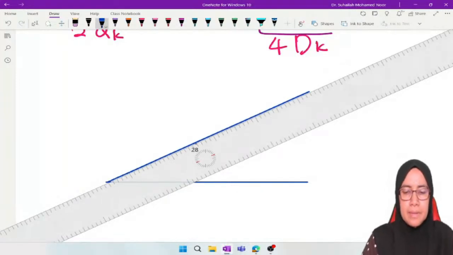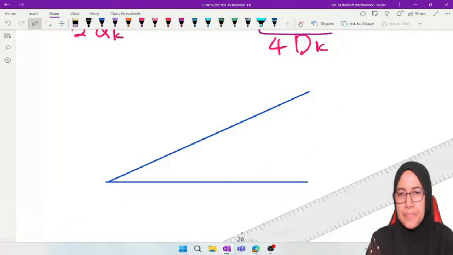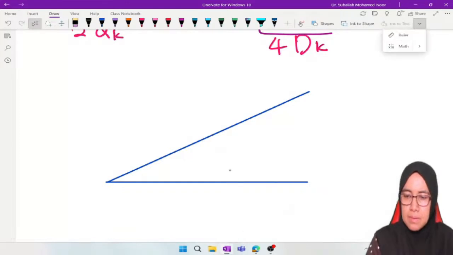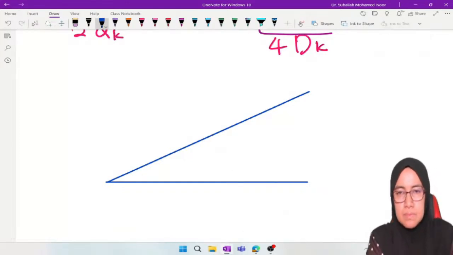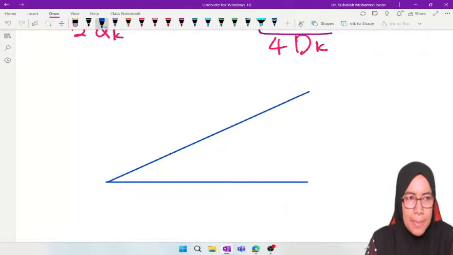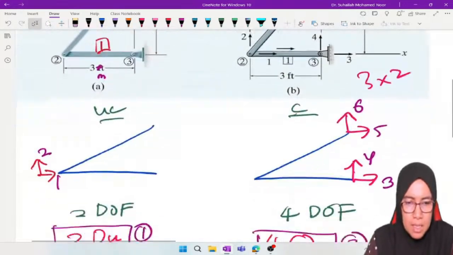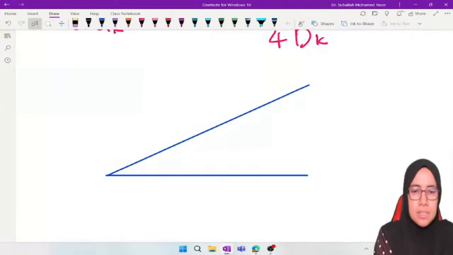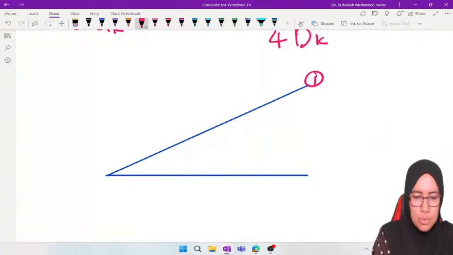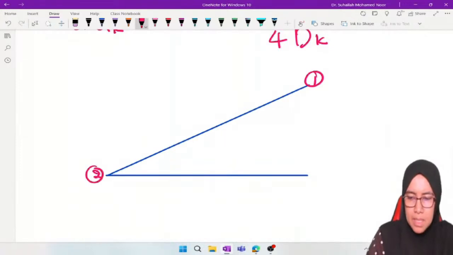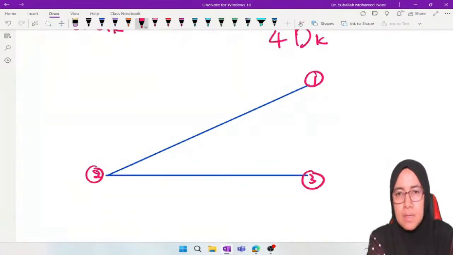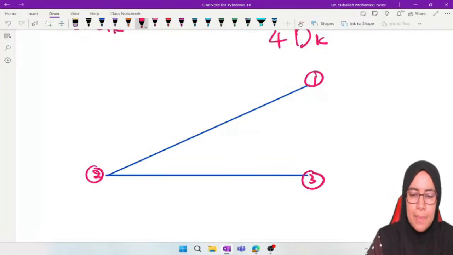Okay, combine. So this is the truss. The labels for the truss are node numbers 1, 2, 3. Element 1, element 2.